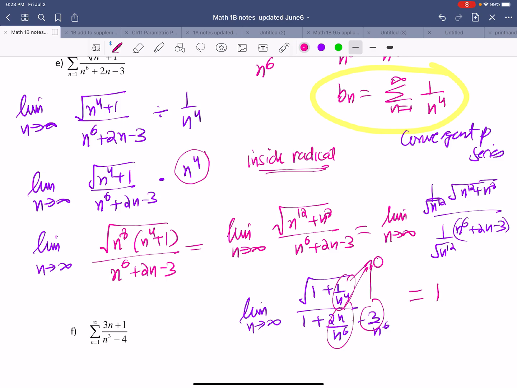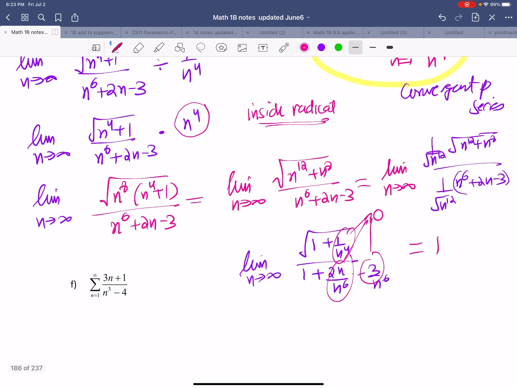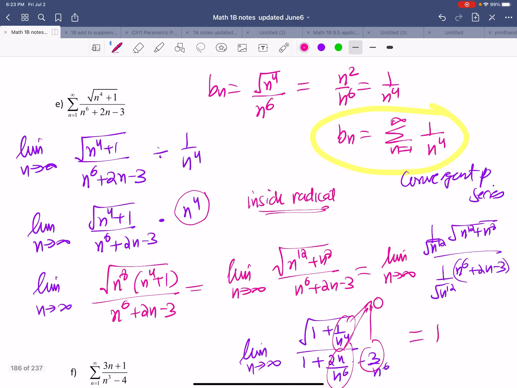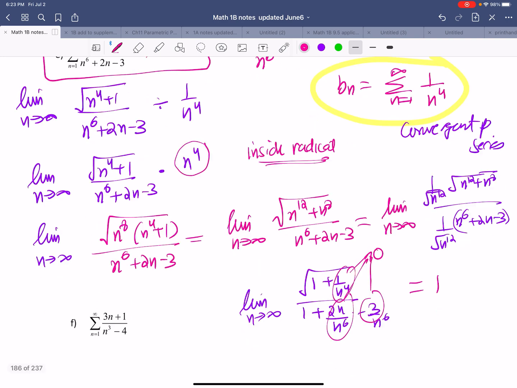If the limit is equal to 1, then either both series converge or both diverge. We already know the bn converges, so this series also converges. Always state what you're using to say that the series converges or diverges. In this case, we would say using the limit comparison test, the series converges.